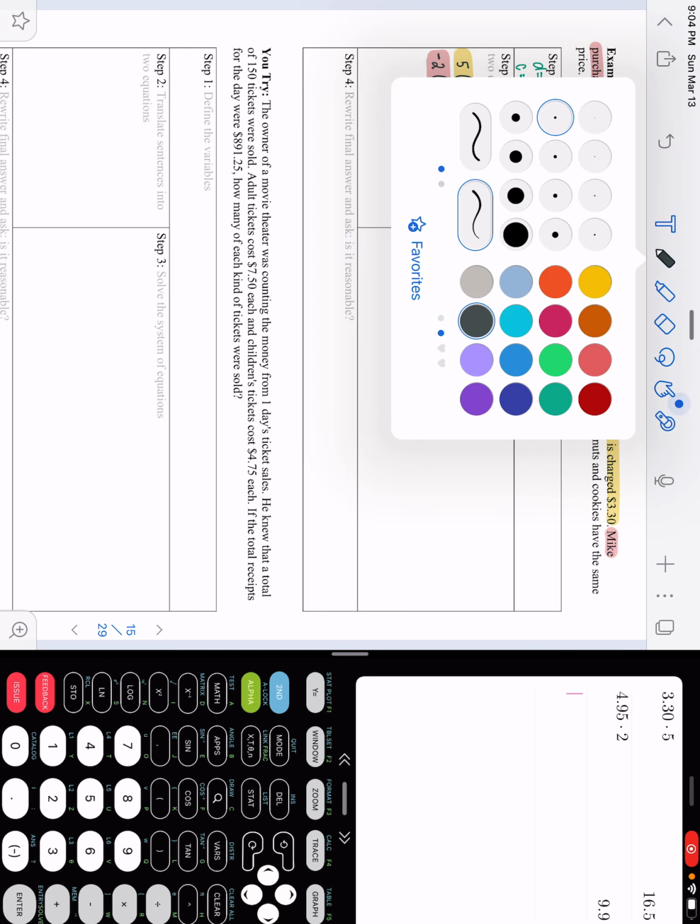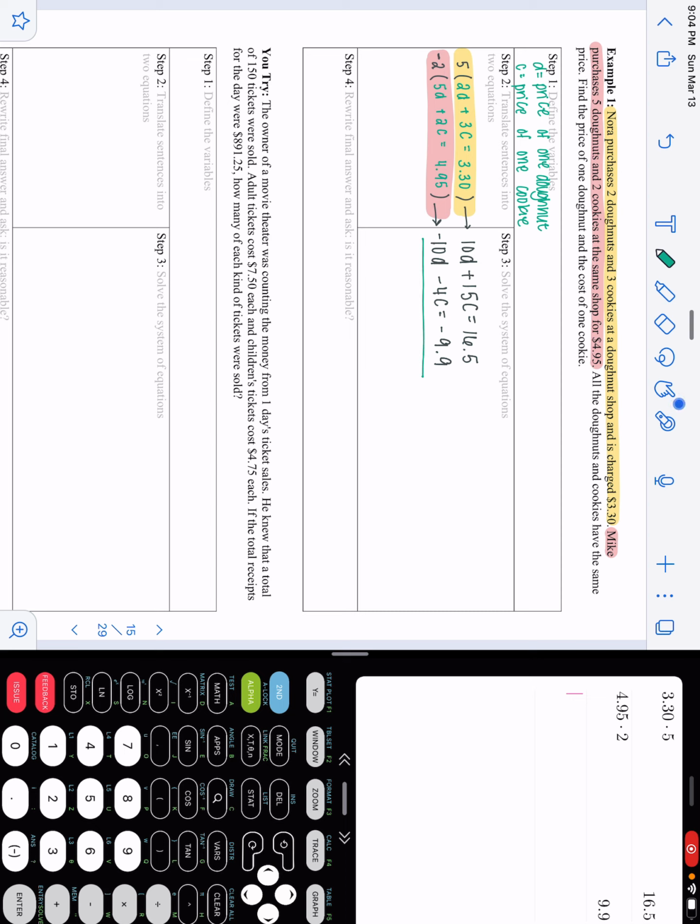Let's go ahead and add straight down. So if I add straight down, my donuts will cancel out. I'm going to be left with 11 cookies equals 16.5 plus negative 9.9. That gives us 6.6. Divide by 11 on both sides. The cost of one cookie is going to be 0.6, and that means 60 cents, guys, not 6 cents, okay? So be very careful of that.